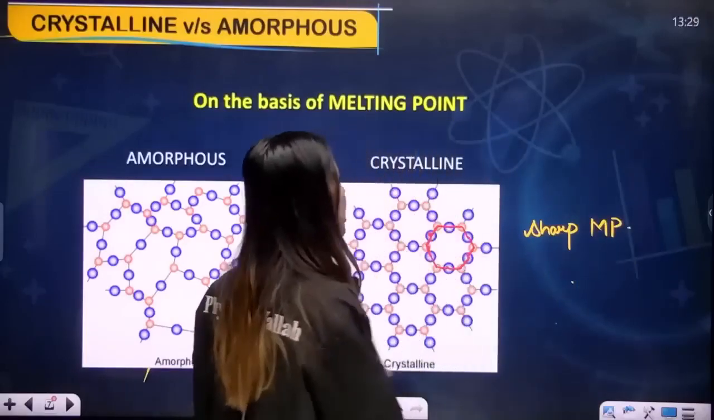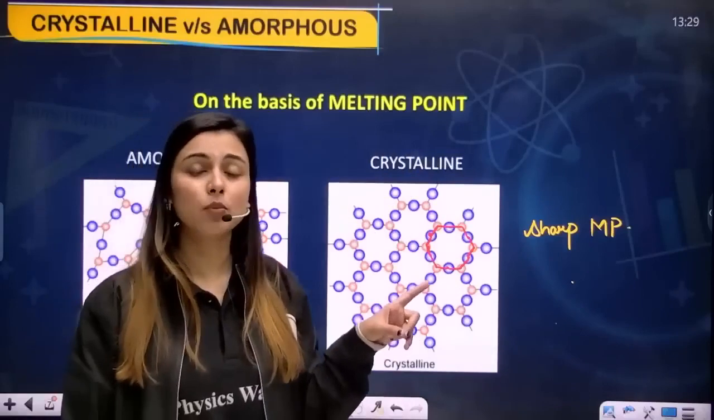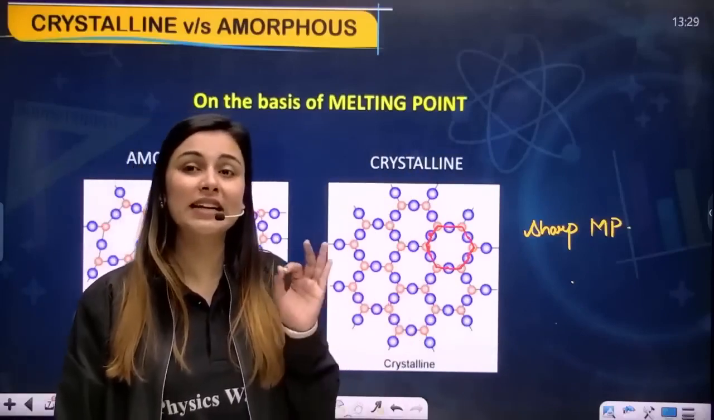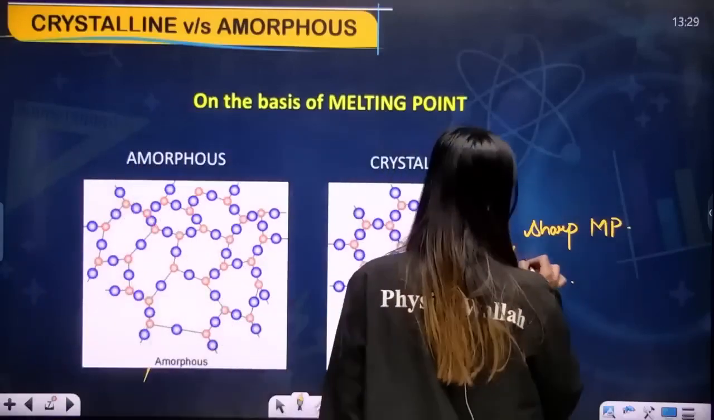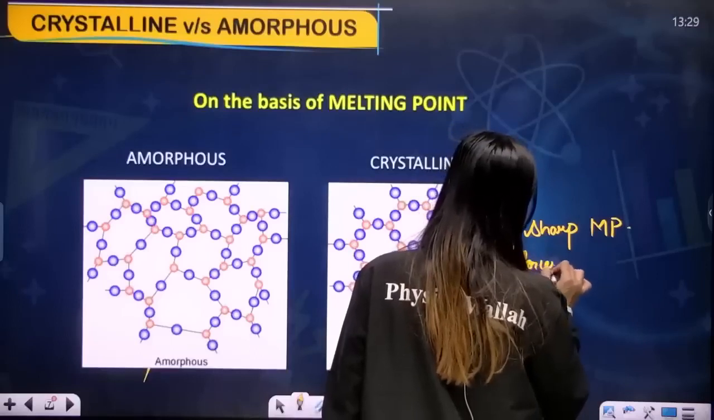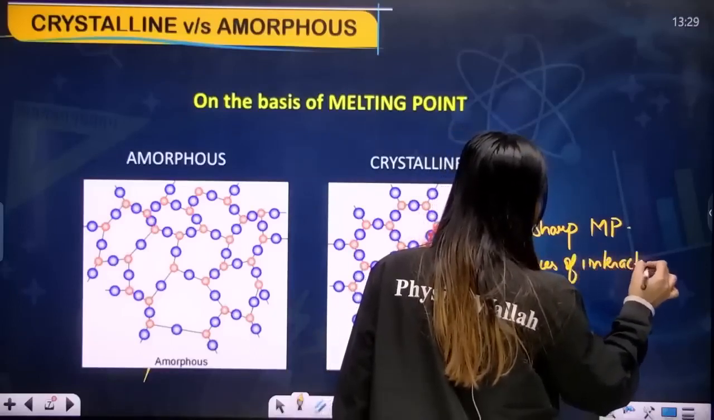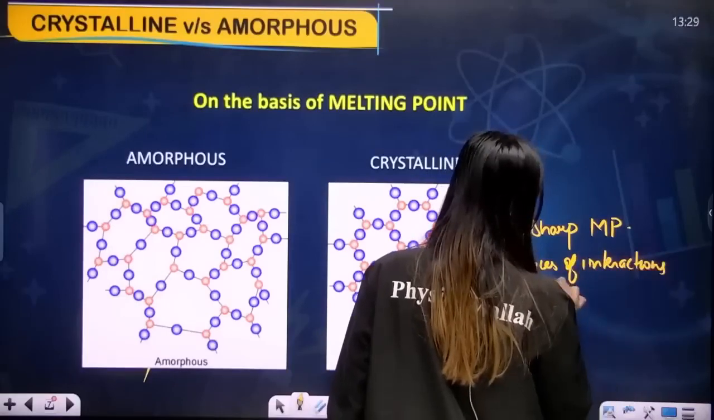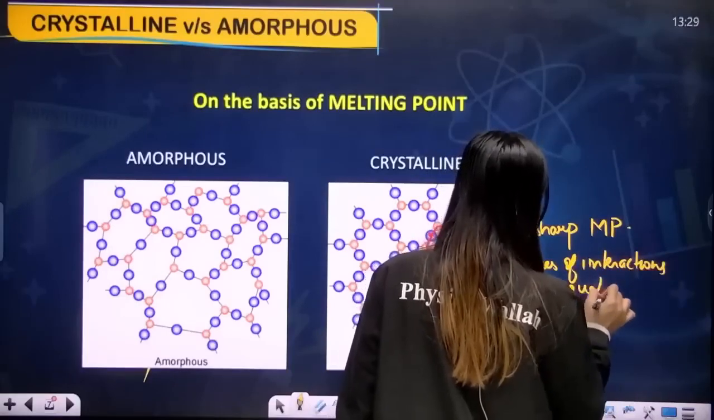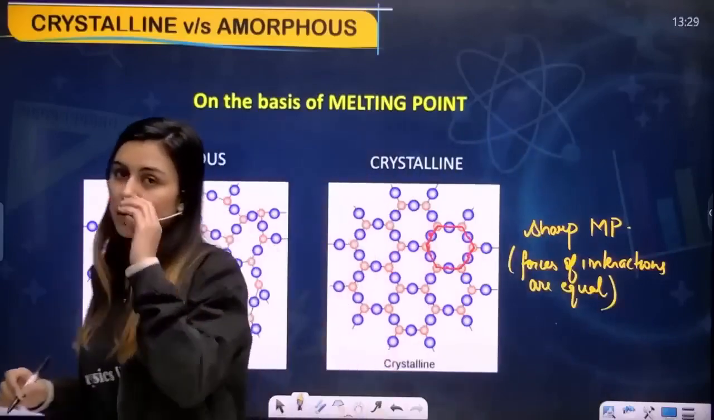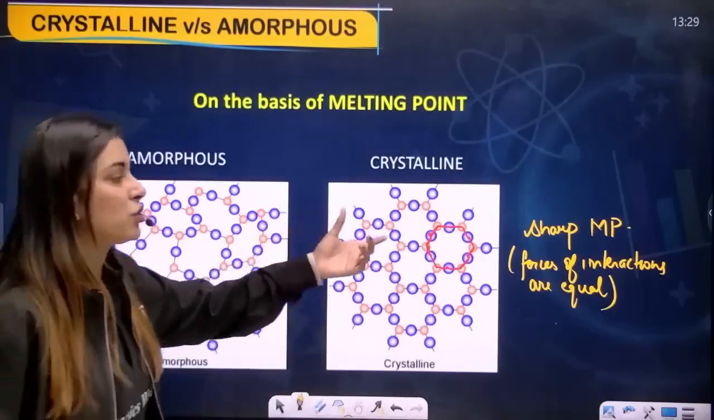We have a sharp melting point here. Why do we have a sharp melting point? Because the forces of interactions are exactly equal, right? Because the forces of interactions are equal, that is the reason they are known as crystalline solids. They have a sharp melting point.